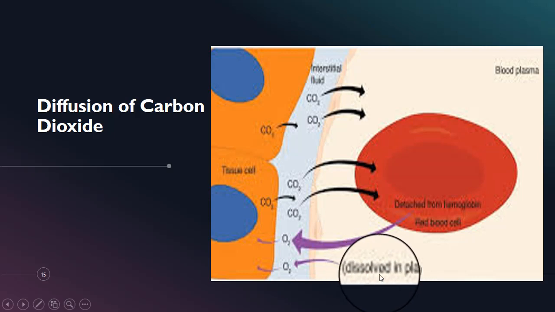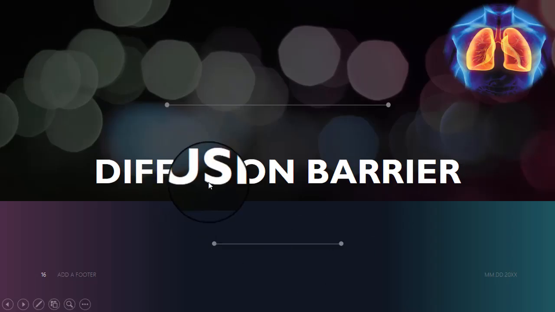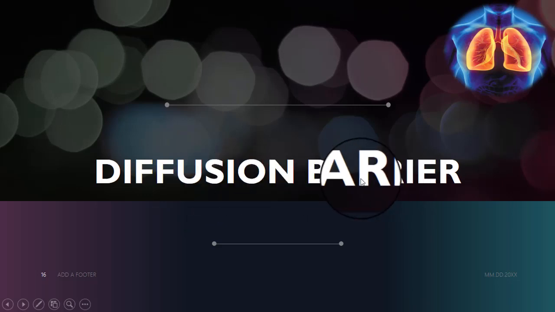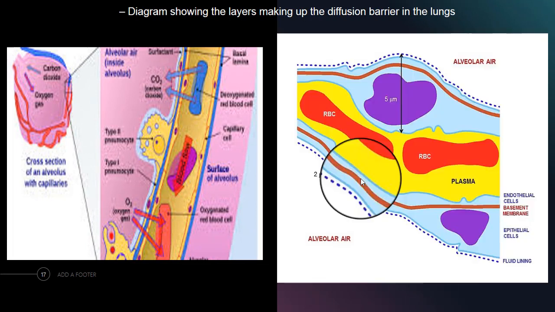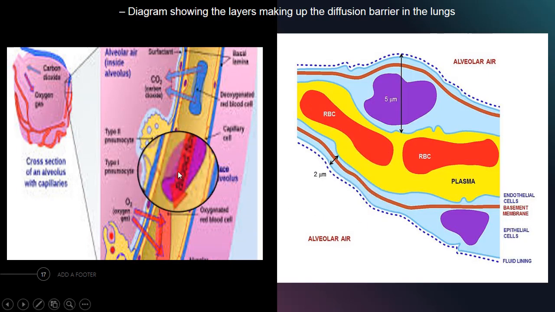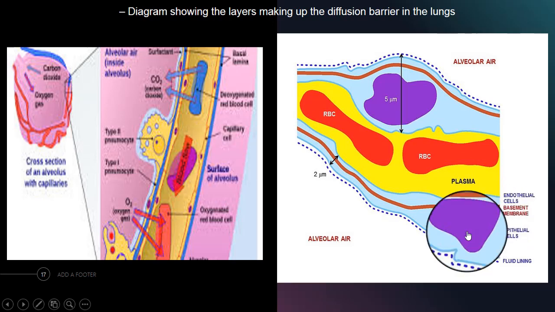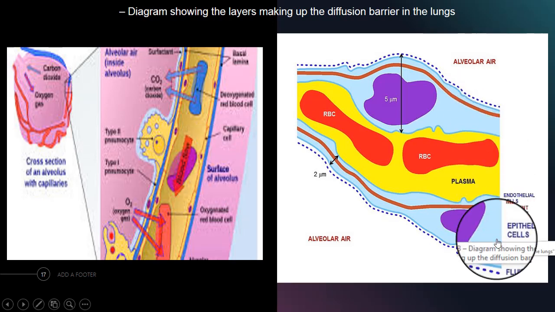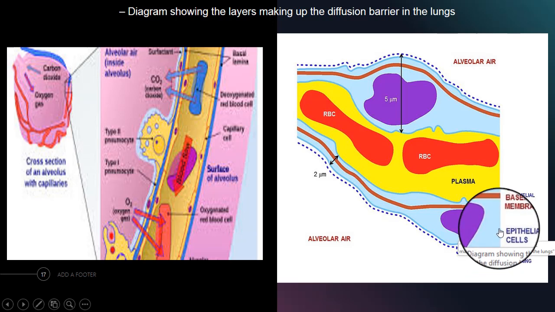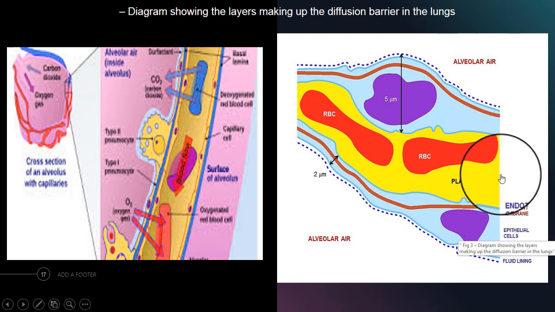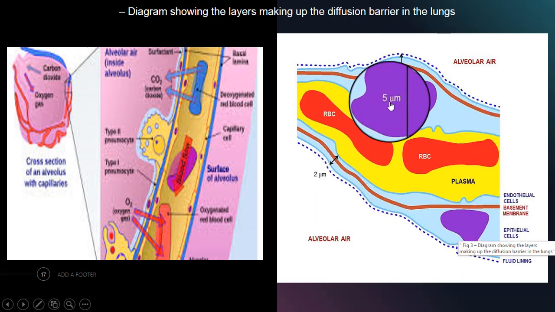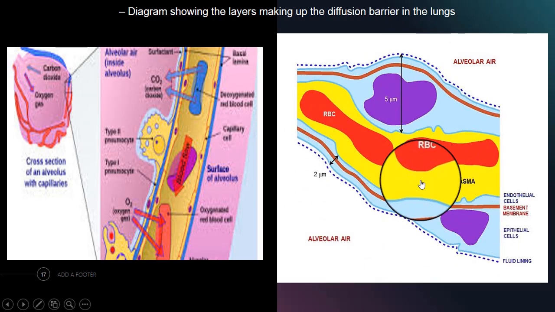Here we have talked about oxygen and carbon dioxide diffusion. Now next we'll talk about what are the diffusion barriers that create a hurdle in the transport. So, the diffusion barriers in the lungs consist of the following layers. First, alveolar epithelium, second, tissue fluid, third, capillary endothelium, and the fourth one is plasma. And next is the red cell.